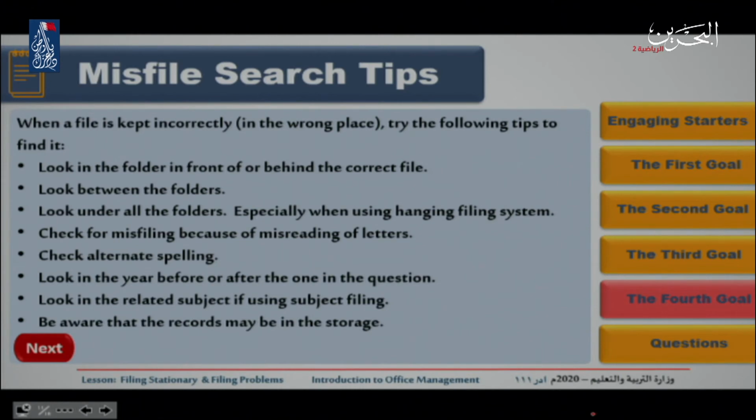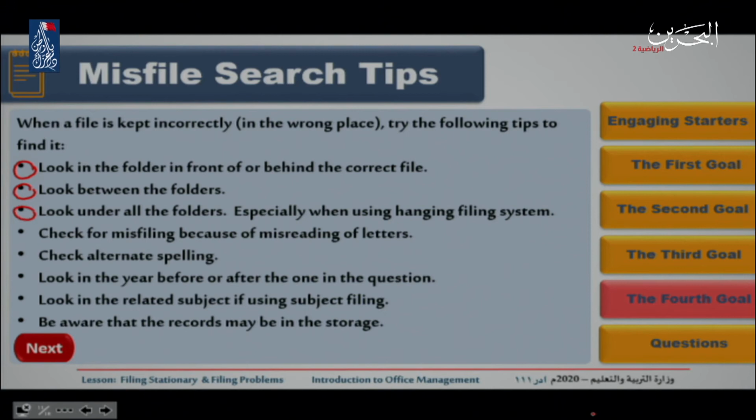When a file is kept incorrectly or in the wrong place, try the following tips to find it. We have many ways we could follow to find a misfile. First of all, look in the folder in front of or behind the correct file. If this folder was here, look in front of or behind its place. Maybe by mistake you put it in another place. Or look between the folders. Maybe you put it in another place.